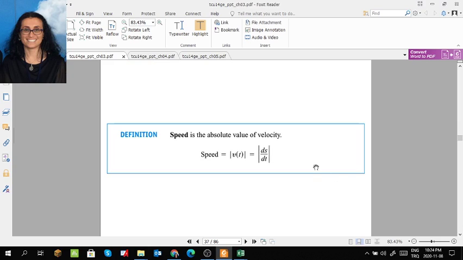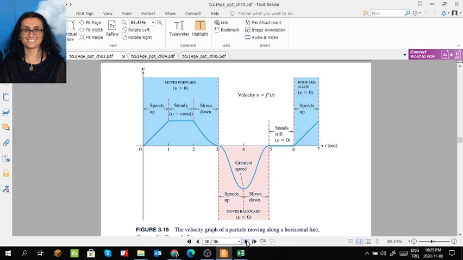So what is speed then? Speed and velocity are two different notions. Speed has no direction. Velocity has direction. Velocity can take negative values, but speed has no direction, and speed is always positive or zero. So we can easily define speed as the absolute value of the velocity. As you would see here, speed is equal to the absolute value of v of t, which is equal to the absolute value of ds/dt, because we just saw that the velocity is ds/dt.